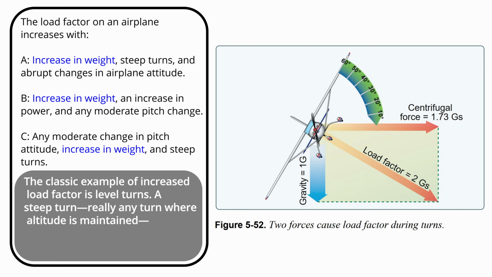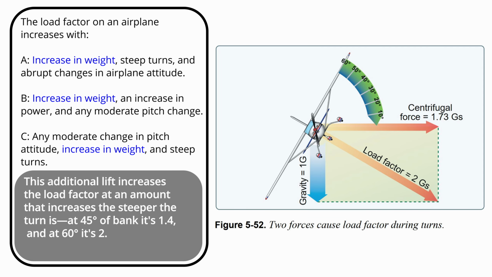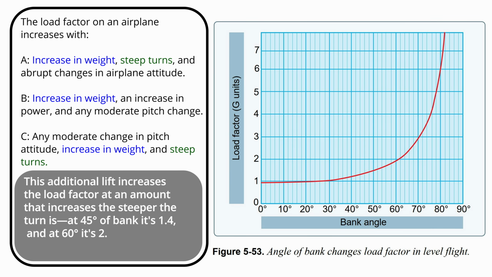A steep turn, really any turn where altitude is maintained, requires the plane to provide lift to hold the airplane up and additional lift to pull the airplane around the turn. This additional lift increases the load factor by an amount that increases the steeper the turn is. At 45 degrees of bank, it's 1.4, and at 60 degrees, it's 2.